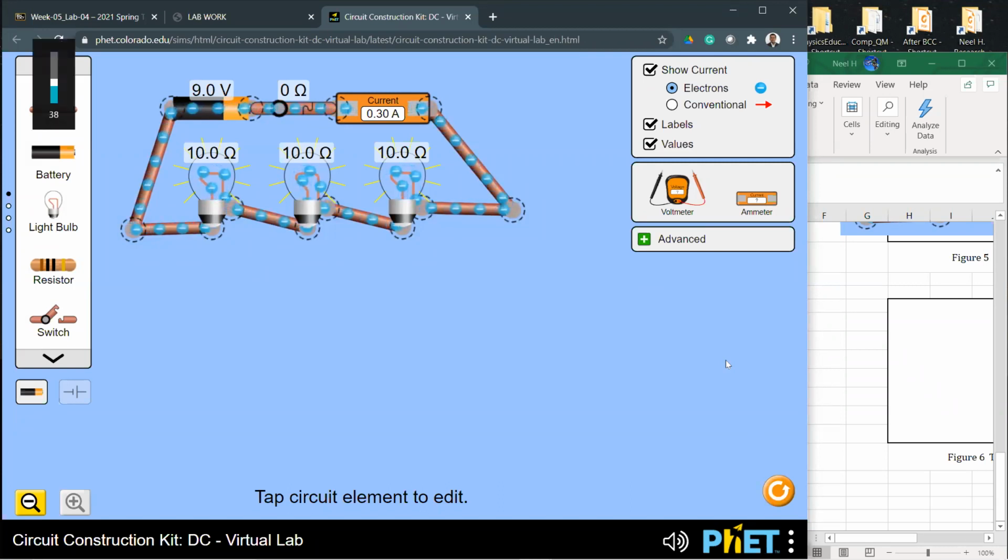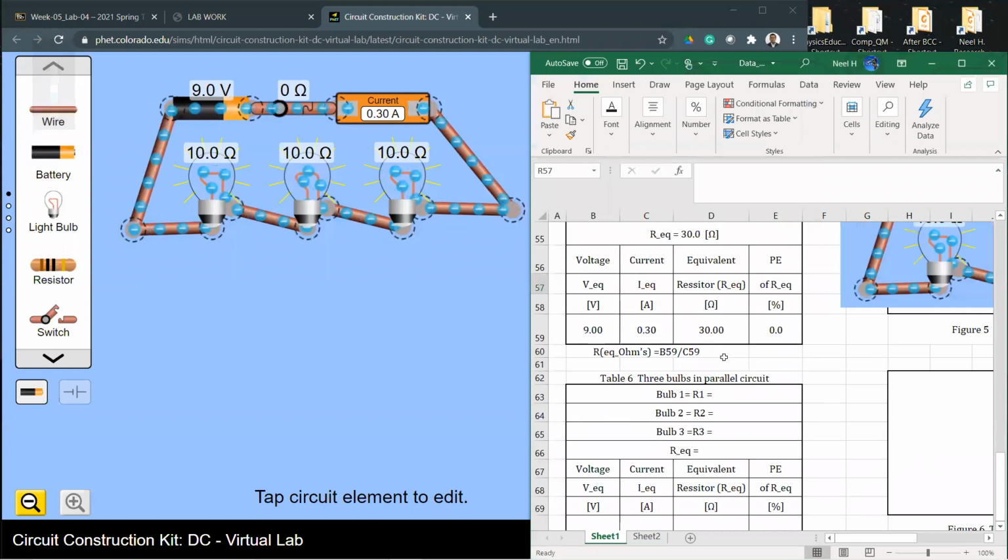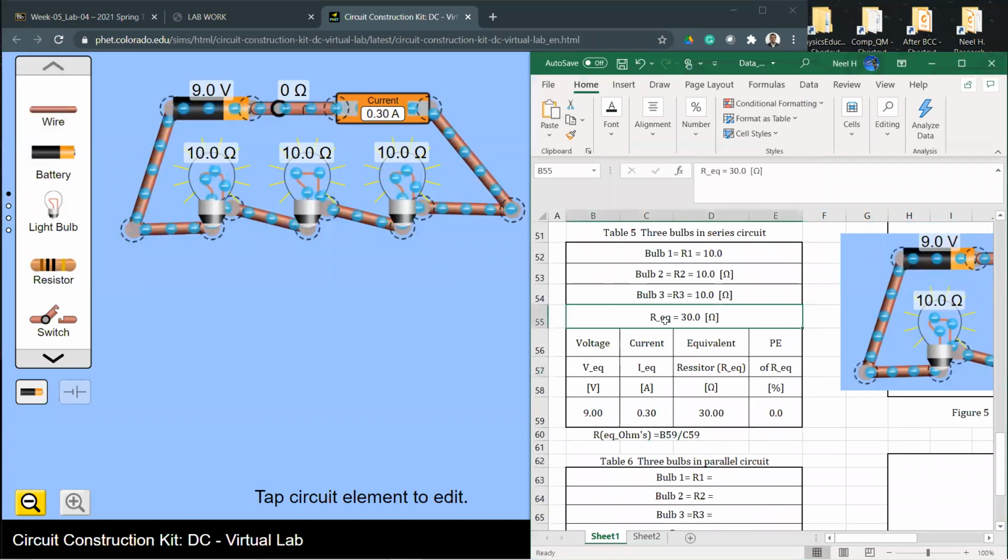Professor, I have a question. Yeah, what's up? Why is the percent error zero there? Because these two numbers are exactly the same: the equivalent from the formula and the equivalent from the Ohm's law. See that? Oh, I didn't get the formula. Hold on. What's the formula for it? These are the equivalents right here.